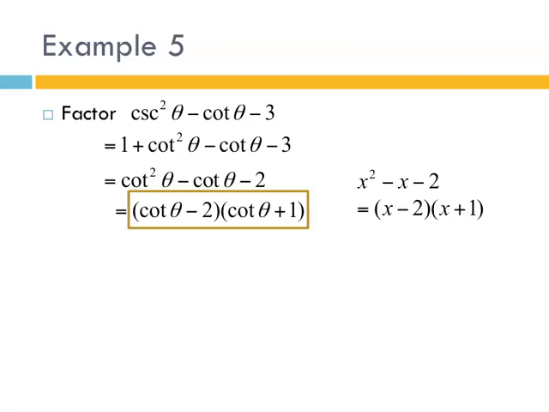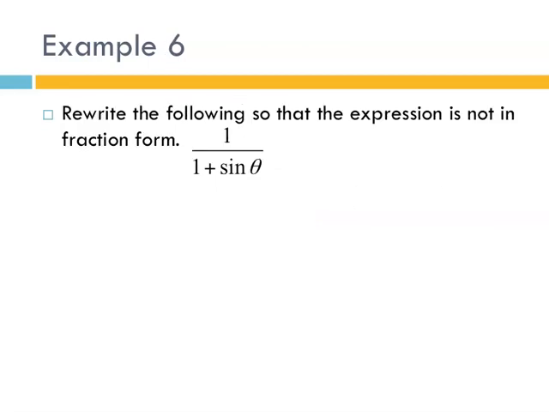Okay, our last example today. Rewrite the following so that the expression is not in fraction form. Now there are a number of ways to go about doing this, especially if you're just trying to get the expression down to something that's not a fraction. Now one thing you can do is you see that in the bottom we have 1 plus sine theta. One way to go about trying to get rid of that denominator is we can multiply by 1 minus sine theta over 1 minus sine theta.